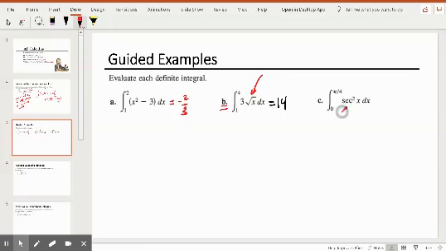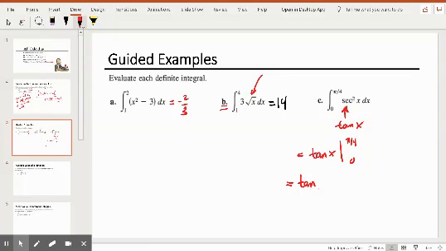So we should recall that secant squared x is one of our memorized antiderivatives. We should ask ourselves, what function has the derivative secant squared? And hopefully you say tangent of x. So that means our antiderivative is tan x with the bounds from 0 to pi over 4.